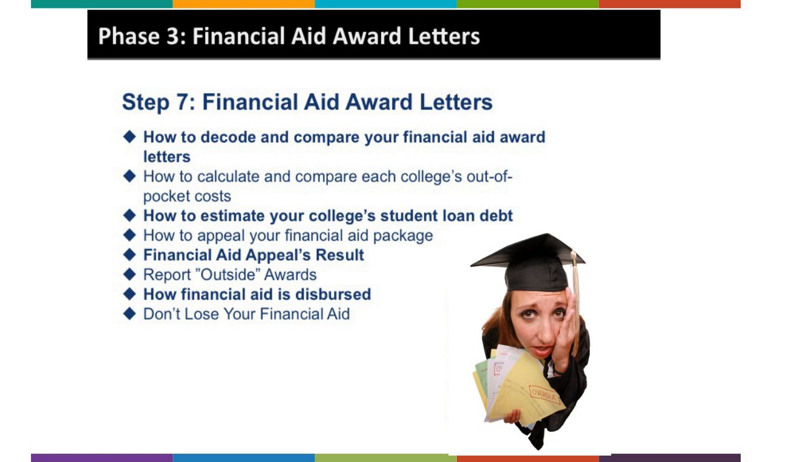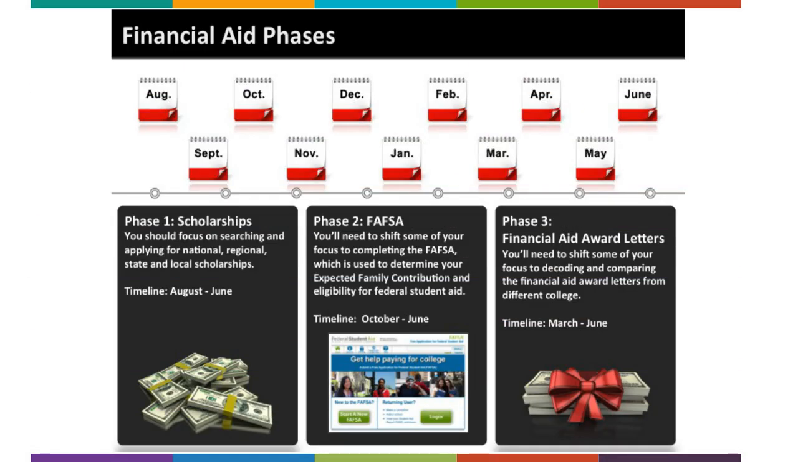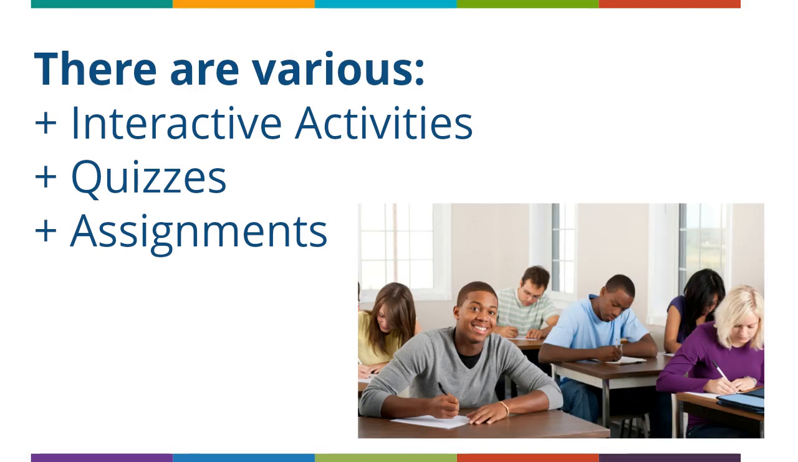So just a quick recap, the Complete Financial Aid and Scholarship Workshop has been divided into 3 phases. Phase 1, Scholarships. Phase 2, the FASW. And Phase 3, Financial Aid Award Letters. There are various activities, quizzes, and homework assignments all along the way to check your understanding about the financial aid lessons and to help you complete important financial aid tasks.